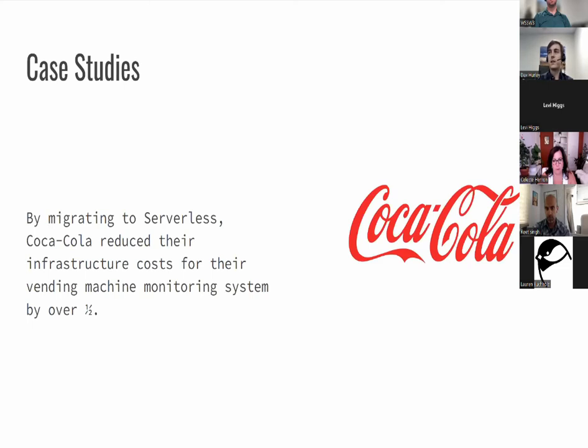So let's talk about some case studies, some places where these technologies were used to great success. By migrating to serverless, Coca-Cola reduced the infrastructure costs for their vending machine monitoring systems by over one half. They had an application that monitored all of their vending machines across the country and kept track of the inventory in them. They were originally running it on more traditional servers, virtual machines, and they migrated it to serverless. It was a couple months process, and the end result was 50% of their previous costs.